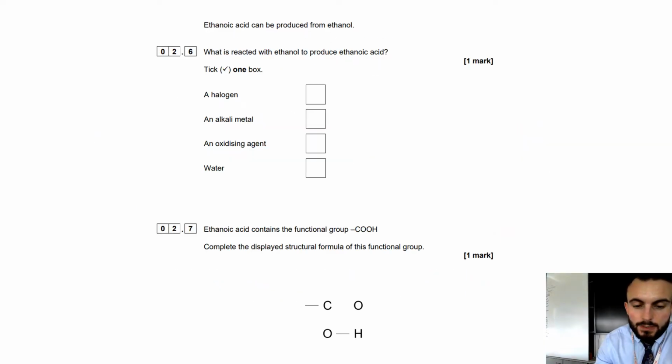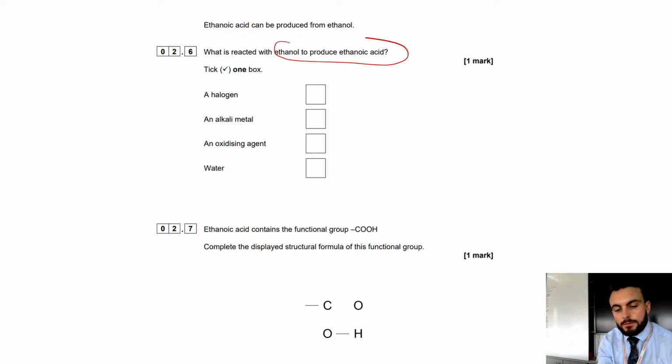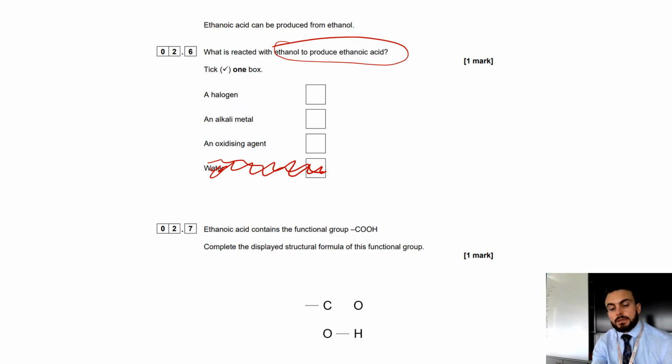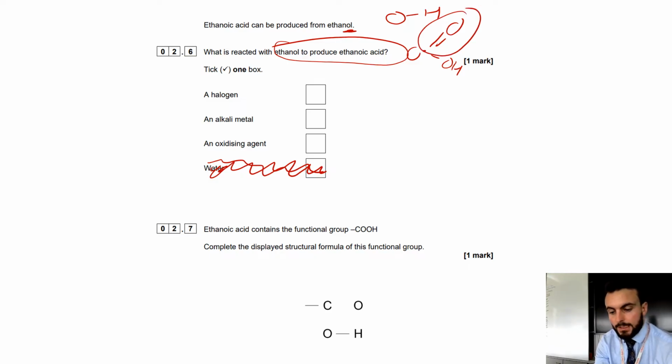So ethanoic acid can be produced from ethanol. What is reacted with ethanol to produce ethanoic acid? In this one, you know which one it's not. It's not water, because you put ethanol in water, it's just diluted, isn't it? The easy way to remember this is if it's an alcohol group, it's got an OH on the end of it, and if it's an ethanoic acid, a carboxylic acid, it's this one, isn't it? What's the difference? It's gained an oxygen. Which one of those talks about gaining oxygen? An oxidizing agent.